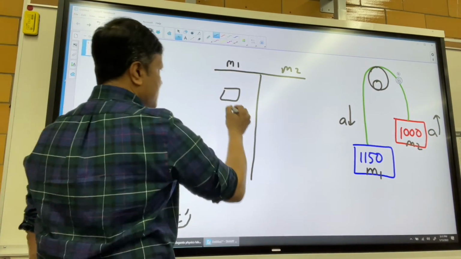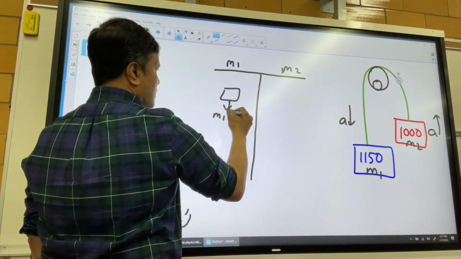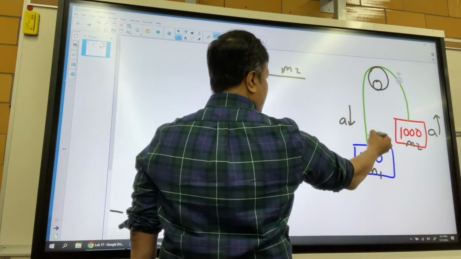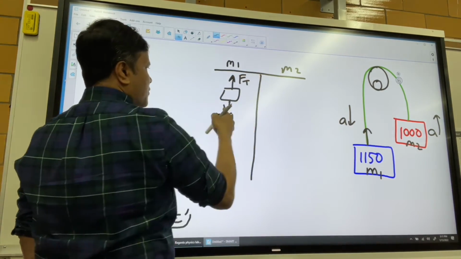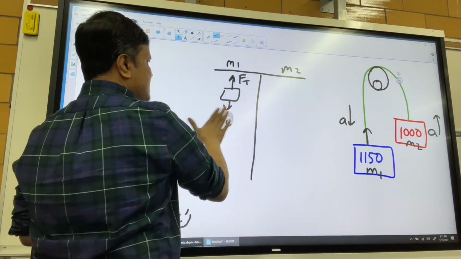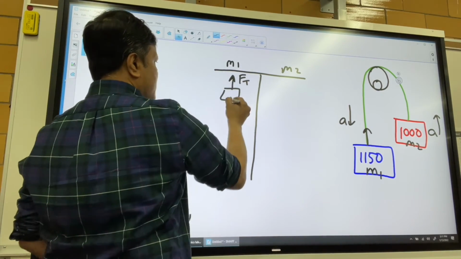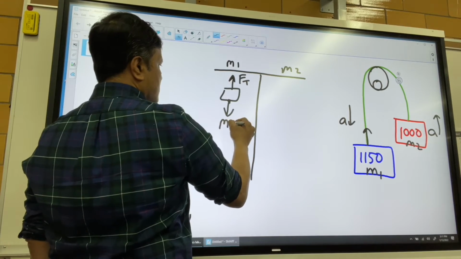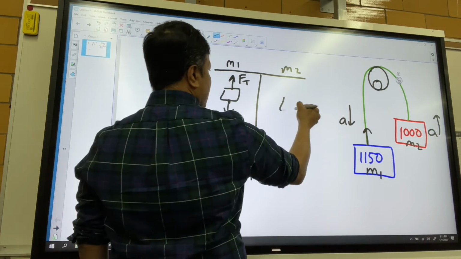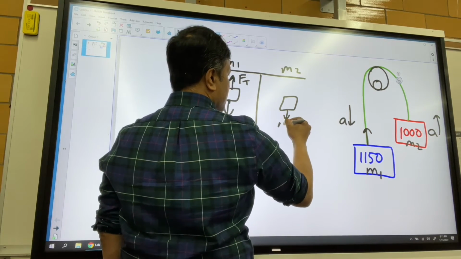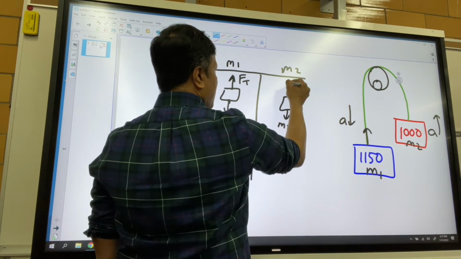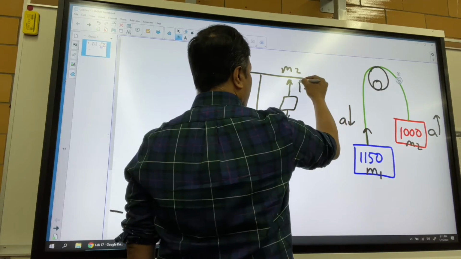Okay, so m1g, and this is Ft. m1g has to be bigger than Ft because it is accelerating down, so make it obvious. How many forces are acting on this one? All right, two forces, m2g and Ft. Ft has to be bigger because it is accelerating up.